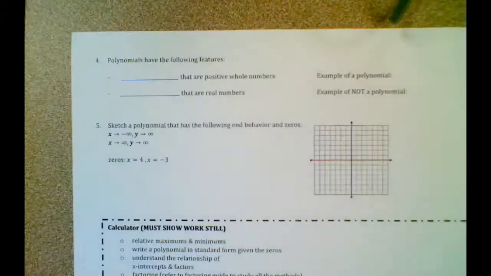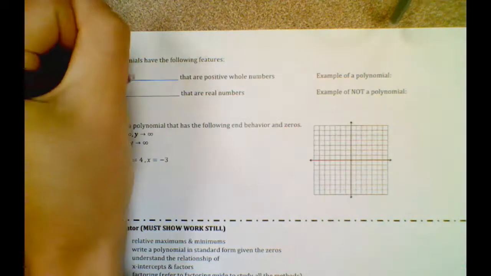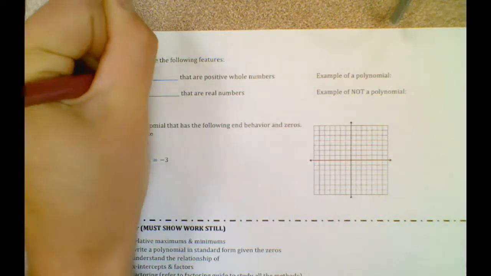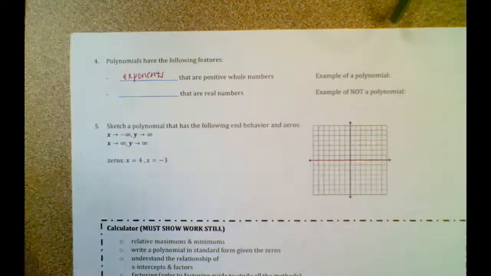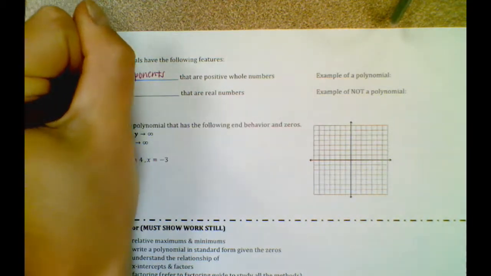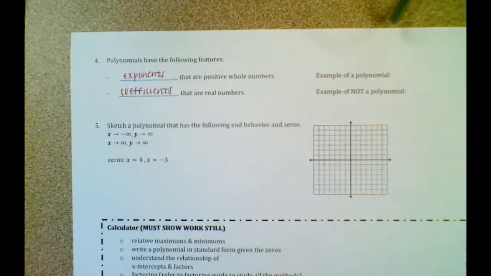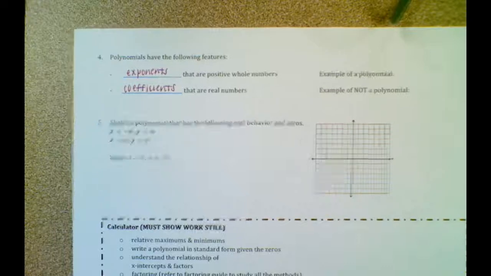Polynomials have the following features, okay? Blank are positive whole numbers. That means that we have to have exponents. Exponents have to be positive whole numbers. And then our coefficients have to be real numbers, okay?